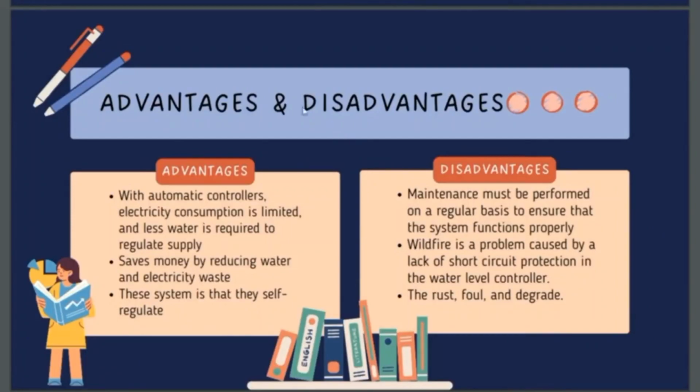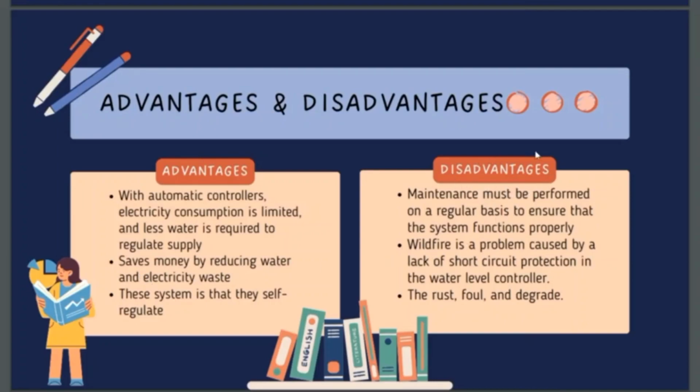And last, for my slide is the advantage and disadvantage. For the advantage, with automatic controllers, electricity consumption is limited and less water is required to regulate supply. It also saves money by reducing water and electricity waste. And this system is that they self-regulate.